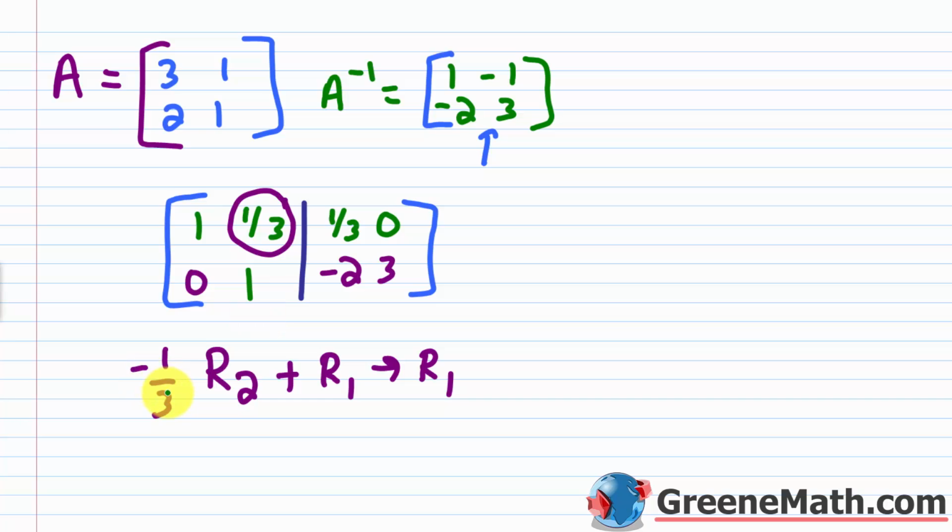1 times negative 1/3 is negative 1/3. Negative 1/3 plus 1/3 is 0, so that's going to be 0. And then negative 1/3 times negative 2 would be positive 2/3. And I can erase that sign, I don't need it. Then plus 1/3. Well, this would be 1, right? 2 plus 1 is 3, 3 over 3 is 1. So this becomes a 1 here.